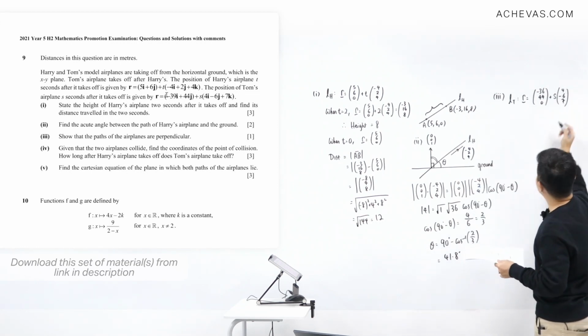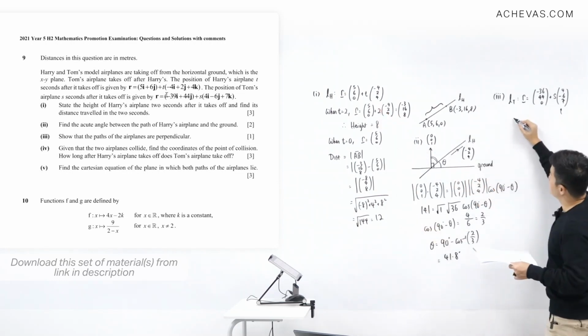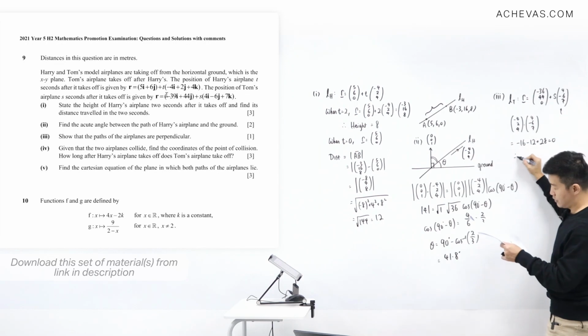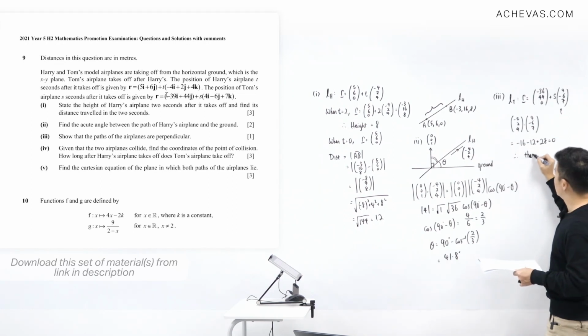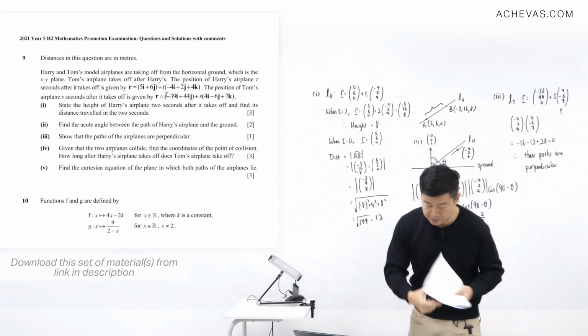So to prove that they are perpendicular, I'm going to make use of this, I'm going to make use of this. So I'm going to just take (-4, 2, 4) dot (4, -6, 7). This is going to be equal to -16, -12 plus 28. This is equal to 0, therefore their paths are perpendicular. Okay, this is part 3. Let's move on.